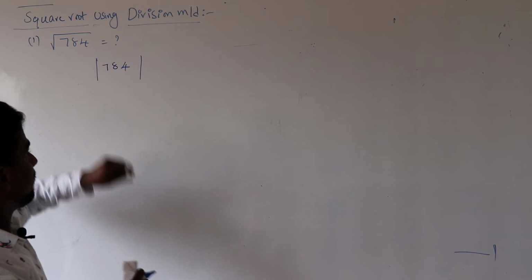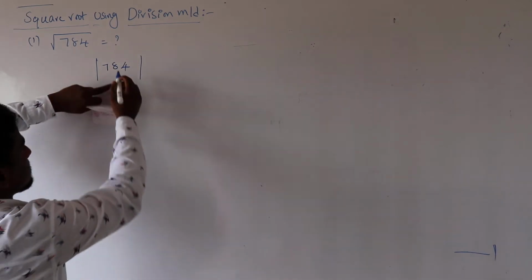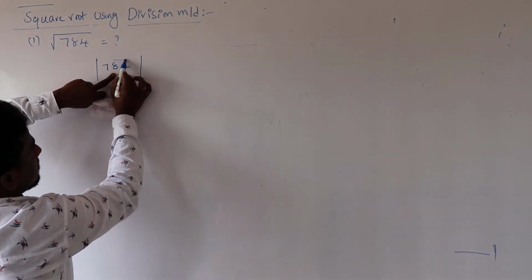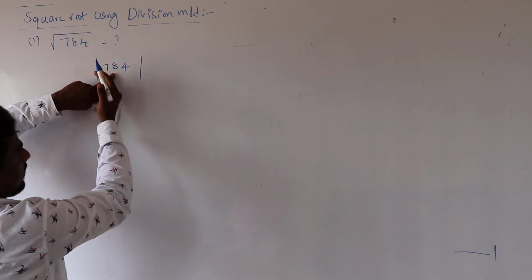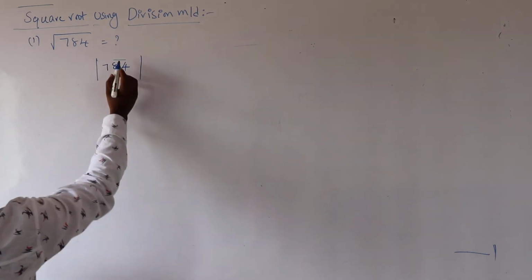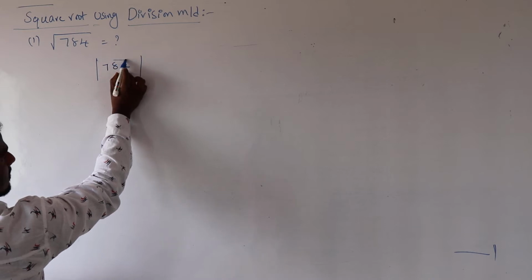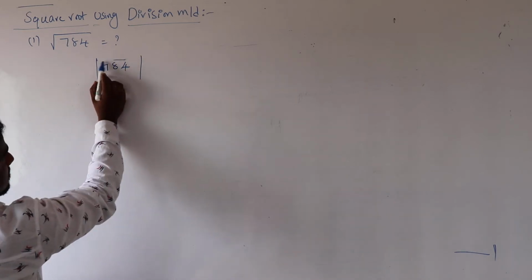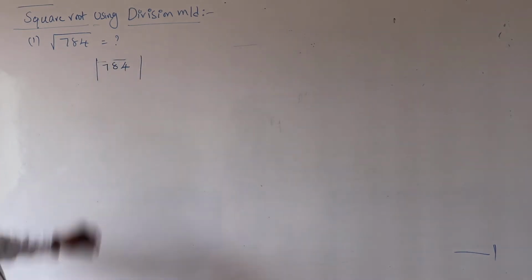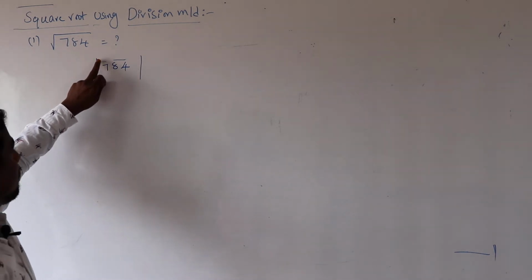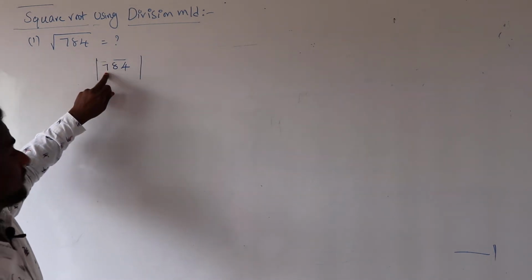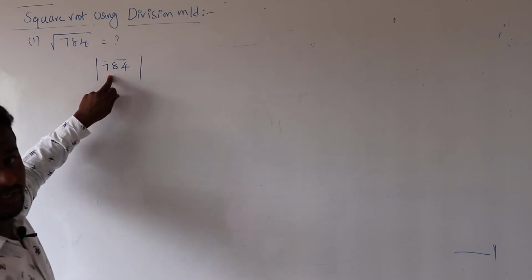In the first step, we have to divide the given number into pairs of two digits. From right to left, we should divide the given number into pairs. This is one pair, but this one we don't have any pair. That's why we take only this one as a single number, 7 here. This 7 we have to divide.